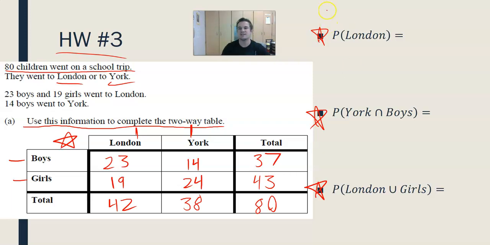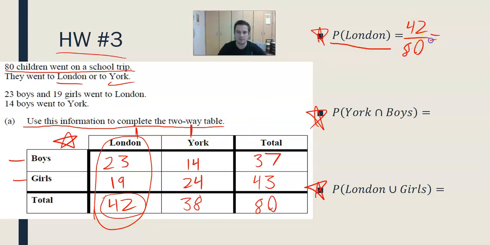So now I want us to find the probability that I select a student who went to London on their trip. So here's my column of Londoners. There are 42 total students who went to London. 42 students went to London out of a total of 80 kids who went on this trip. Well, 42 divided by 80 is 0.525, or 52.5%. So 52.5% of the kids on this trip went to London.